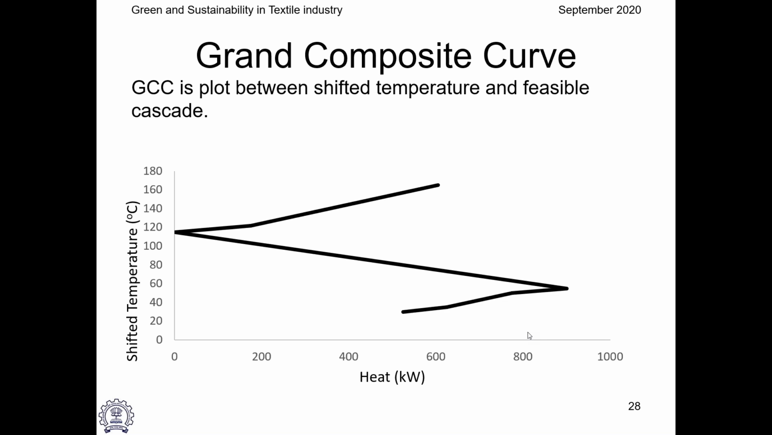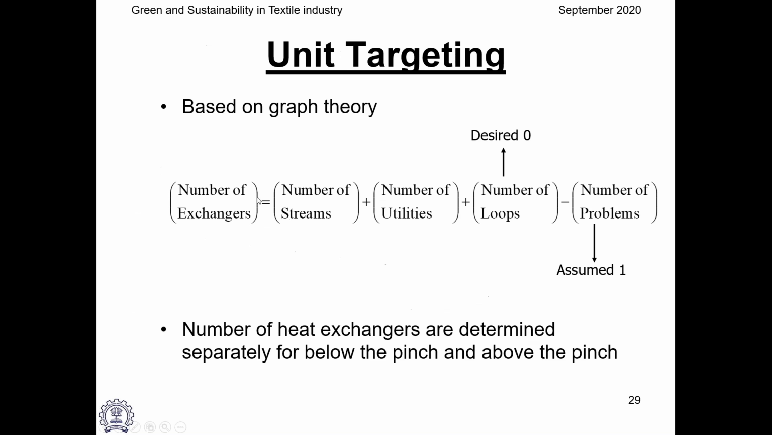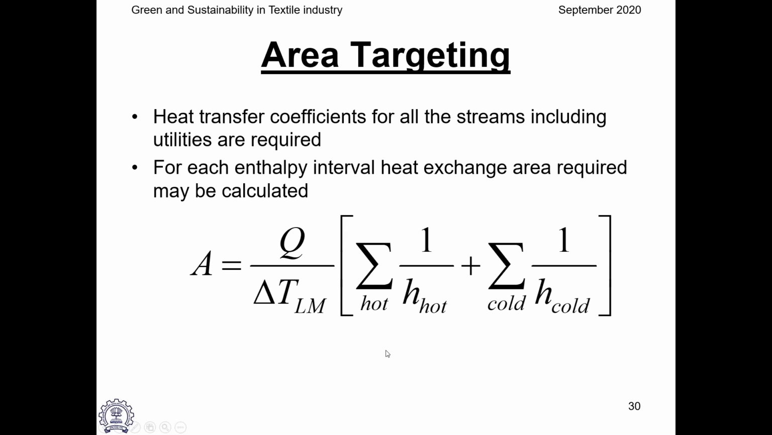The other things we can do, this is about the energy. We can also apply this kind of thing through graph theory, and we can calculate the number of heat exchangers. I'll now go a little fast because I know that you people are all hungry and I have to finish so that I can take some of your questions if there are any. We can calculate the number of exchangers. We can also calculate the area required.